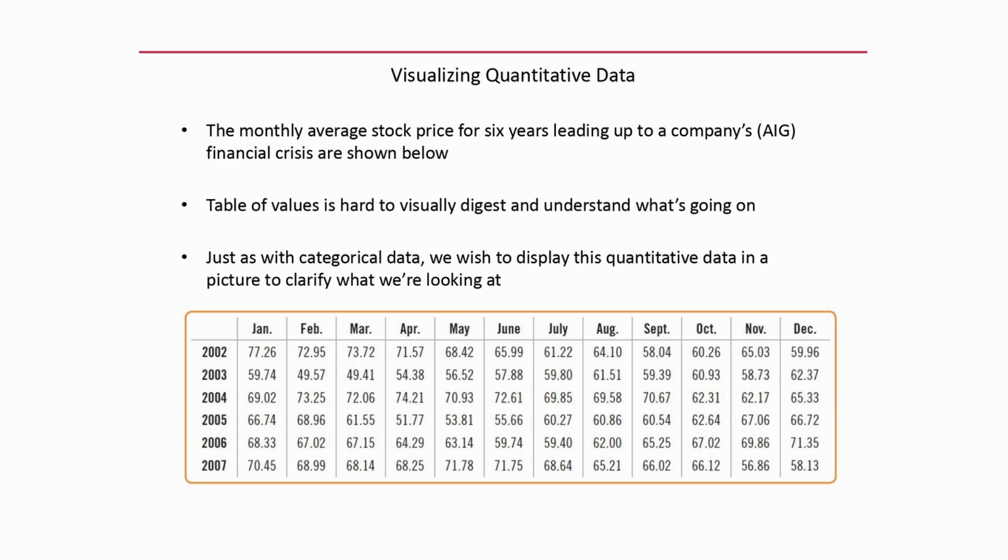So that's 77.26 in the upper left. That is the average price of the stock in the month of January across all 31 days in 2002. Now, if I was to ask you two simple questions, which month and in which year was the largest average price, and which month and what year had the lowest average price?